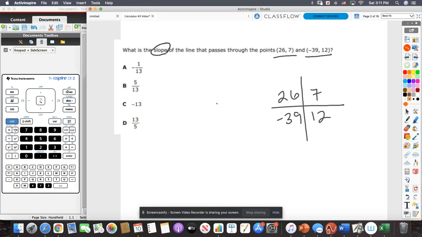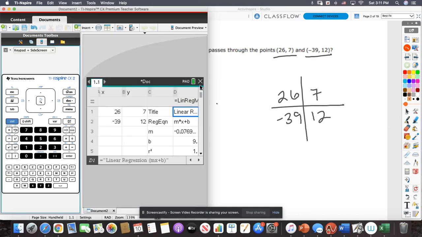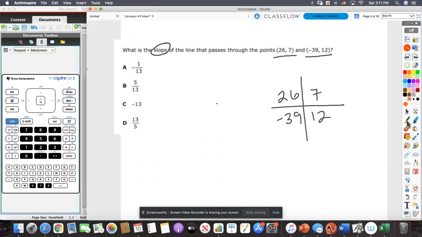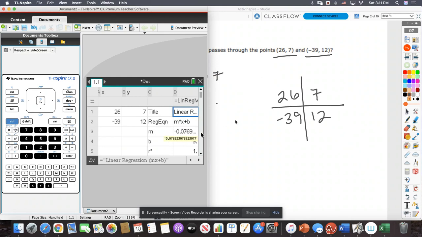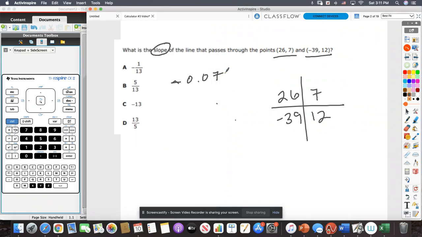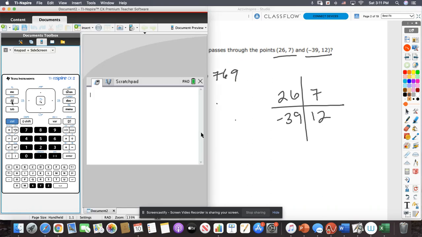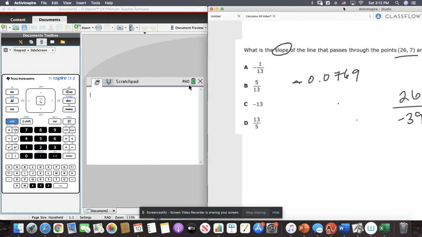So this wants to know the slope. So there's my answer: negative 0.0769. Then my answer choices are fractions, so I just come over here to the calculate part. I'm going to type my answer choice in, which is negative.